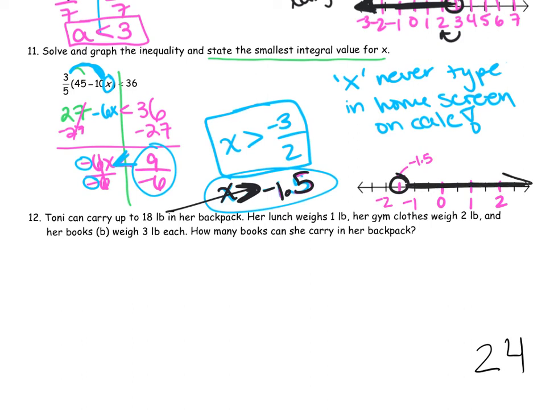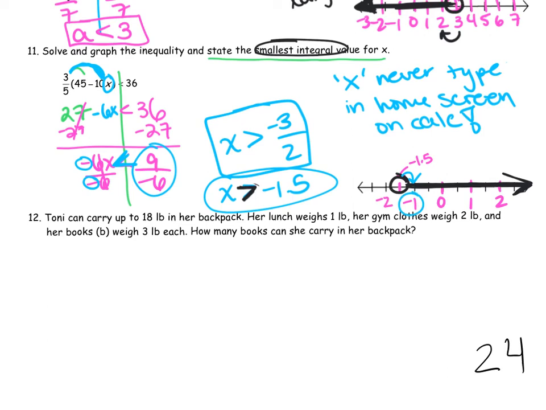And I want to know what is the smallest integral value for x here. So what is the smallest integral value that x can be? Well, x cannot equal this negative 1.5. It can't. It has to be greater than it. So the next integral number that I hit is negative 1.